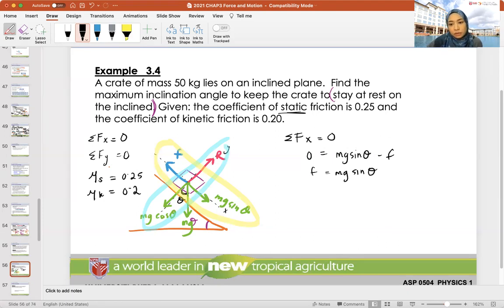We know the mass, we know g, we don't know what is theta. Let me just write that. So m is 50, times 9.81, sine theta is our friction.